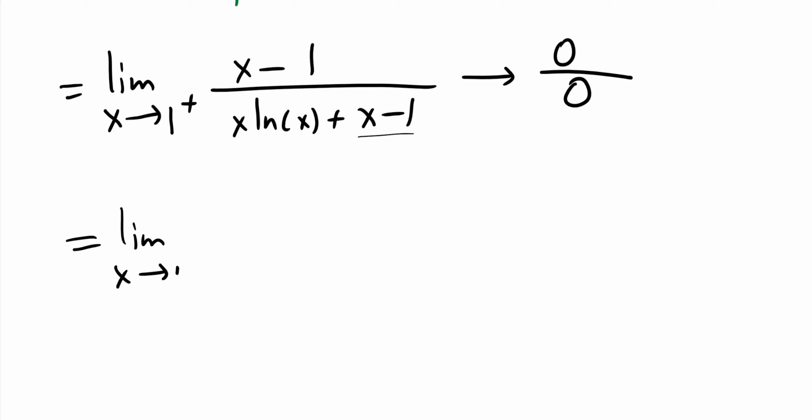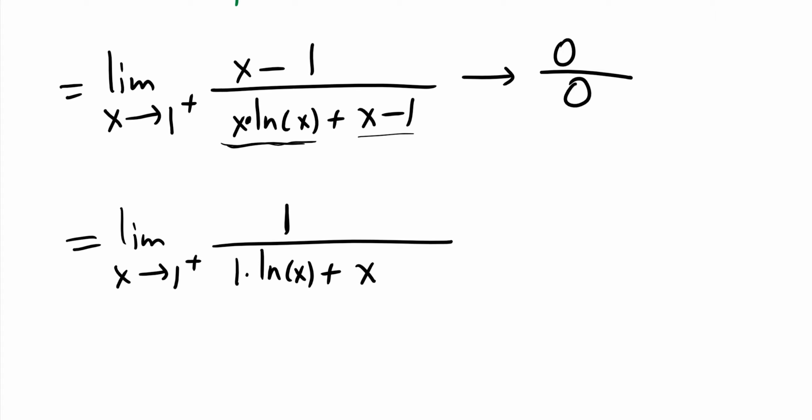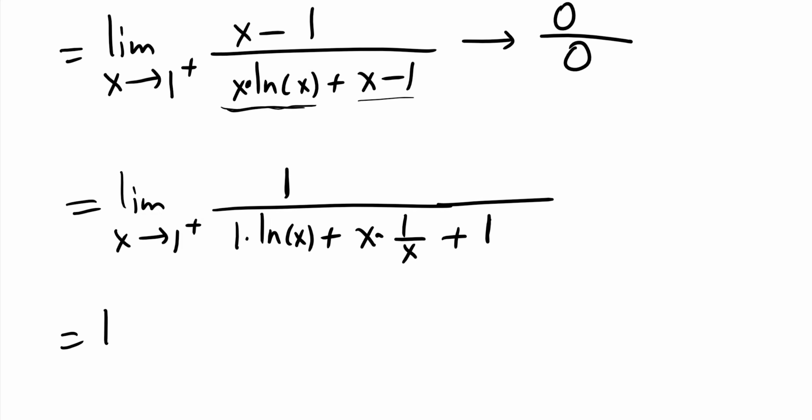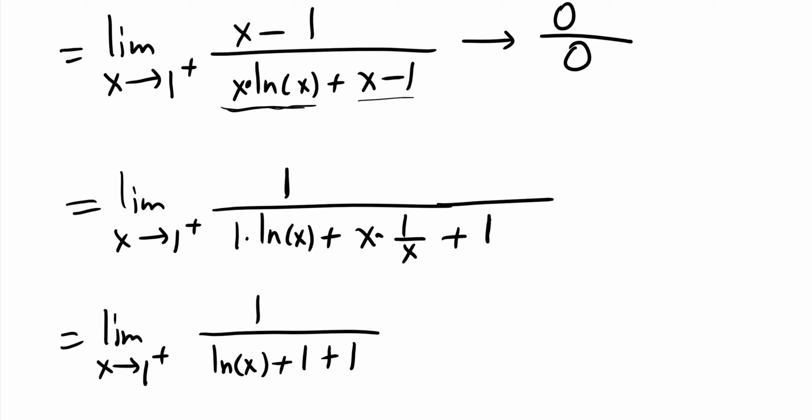The limit as x goes to 1 plus. The derivative of the top is 1. Here we have to use the product rule on the bottom: 1 times natural log of x plus x times 1 over x, plus the derivative of x, which is 1. So what do we get here? The limit as x approaches 1 plus of 1 over natural log of x plus 1 plus 1. So the natural log term goes to 0, and that will give us 1/2. That's the limit.